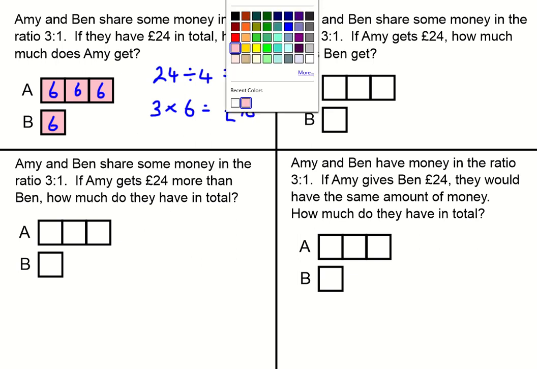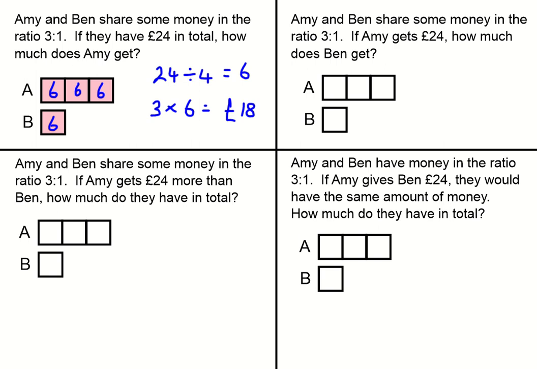The second question, Amy and Ben are sharing some money in the ratio 3:1. Same again. But this time, instead of £24 being the total amount, Amy is getting the £24. That is just her money. So 24 is just the 3 blocks of Amy, nothing to do with Ben's. So this time, instead of doing 24 divided by 4, we are only splitting that 24 equally between Amy's 3 blocks. 24 divided by 3 is 8. So this time the blocks are worth 8.